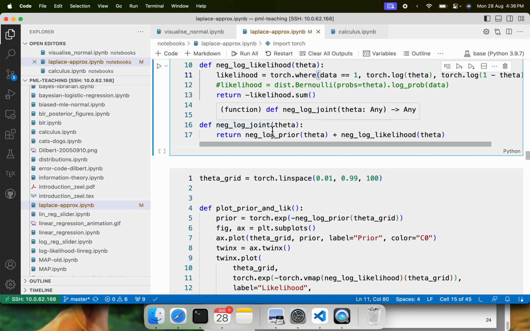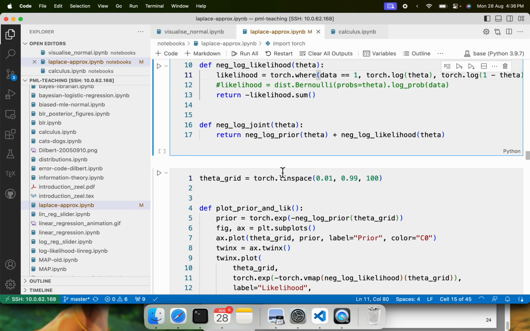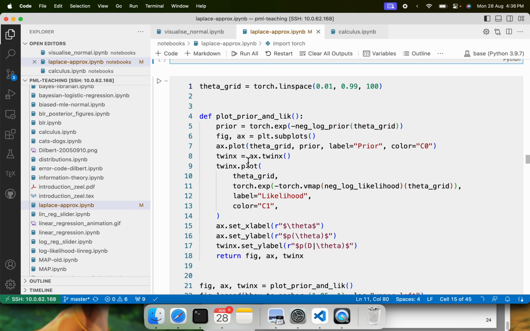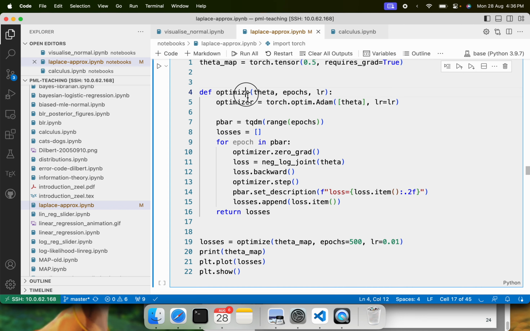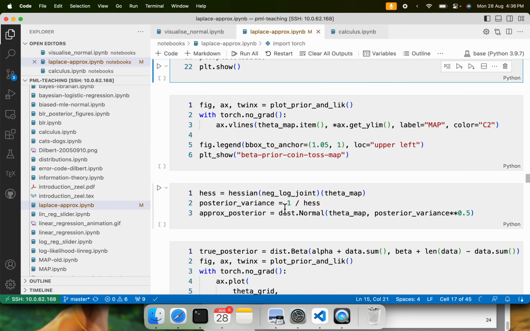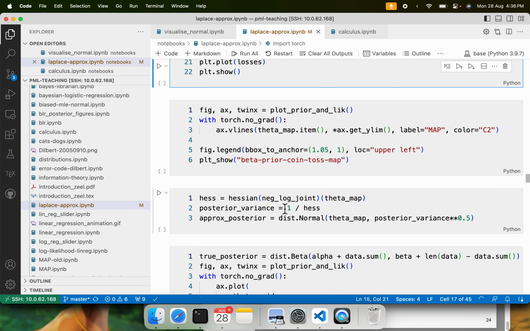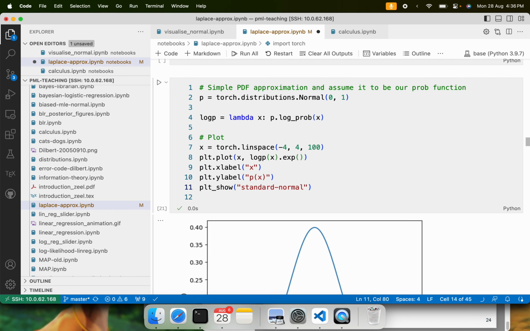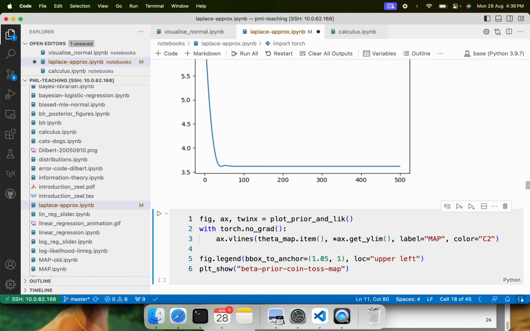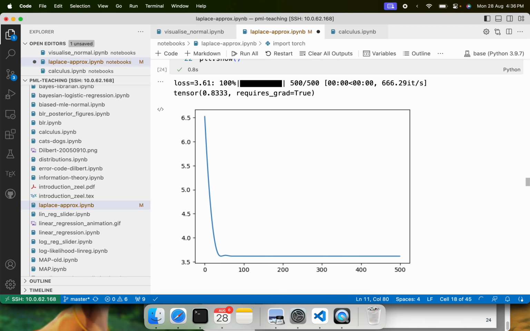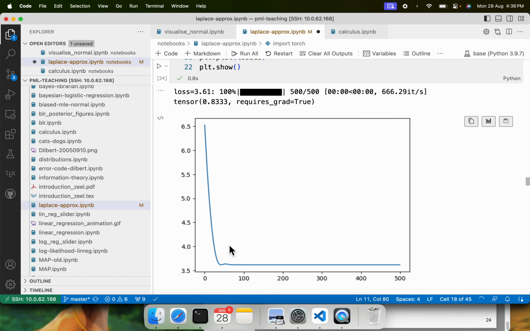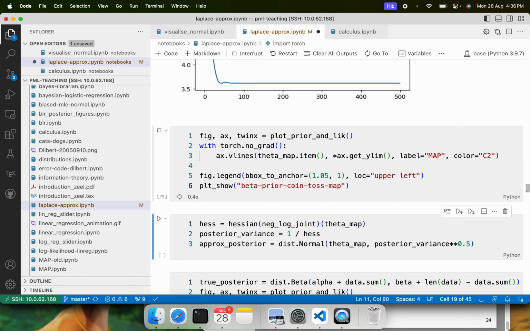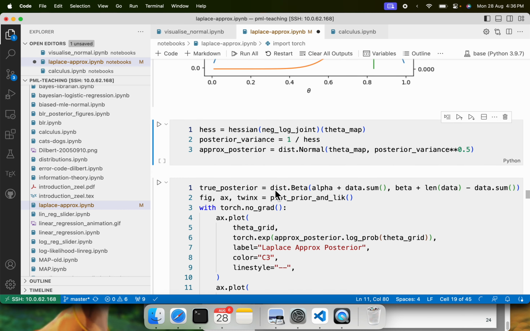Negative log joint is just negative log prior plus negative log likelihood. We can optimize this using a standard gradient descent like procedure, and after doing this, let me run these. So we've been able to obtain theta MAP through this, which turns out to be 0.833. After that, we have drawn this same diagram.